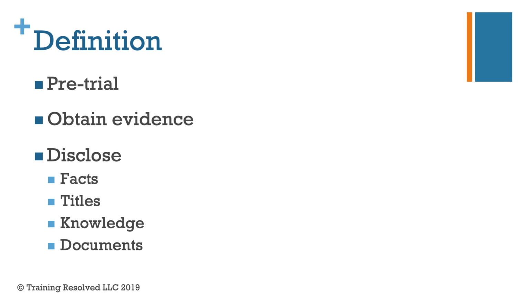Before you go to mediation or before someone goes to trial, each spouse will be required to disclose facts, titles, knowledge, and documents in order to have the most information available so that you can figure out what is a good deal for you or what you're willing to settle for in mediation.